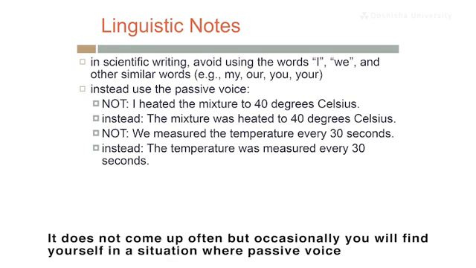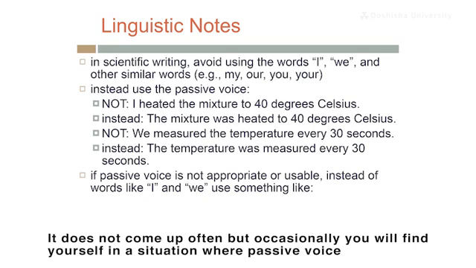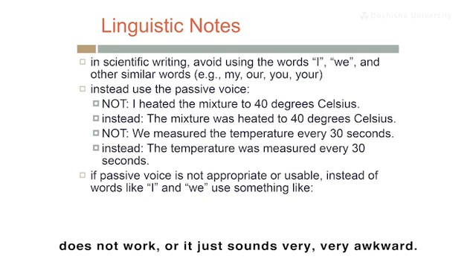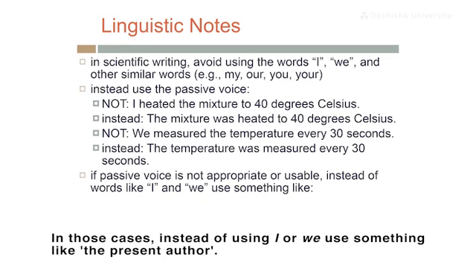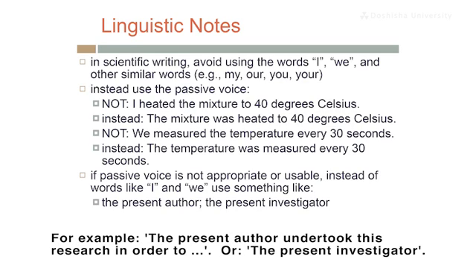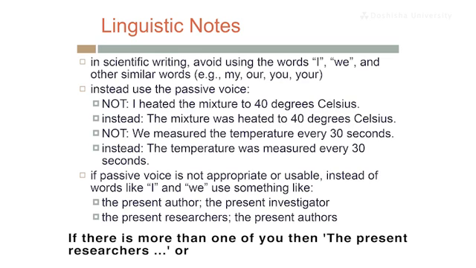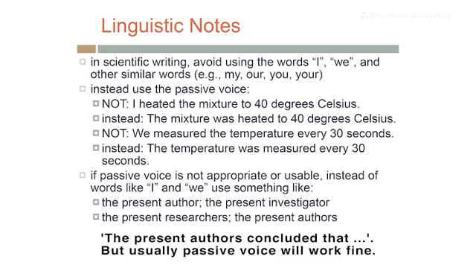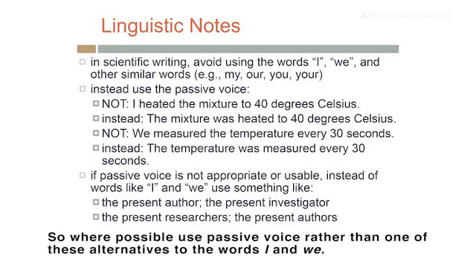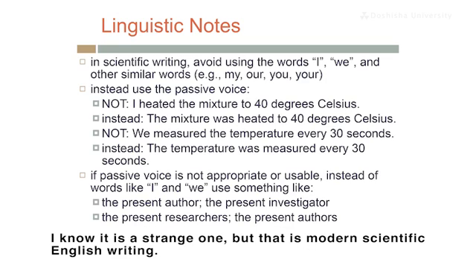It does not come up often, but occasionally you'll find yourself in a situation where passive voice doesn't work, or it just sounds very, very awkward. In those cases, instead of using I or we, use something like the present author. So the present author undertook this research in order to, and so on. Or the present investigator. If there's more than one of you, then the present researchers or the present authors concluded that, and so on. But usually, passive voice will work fine. So where possible, use passive voice rather than one of these alternates to the words I and we. I know it's a strange one, but that's modern scientific English writing.